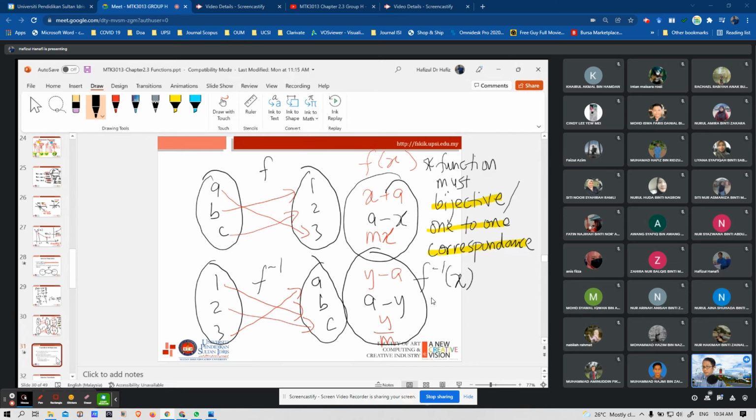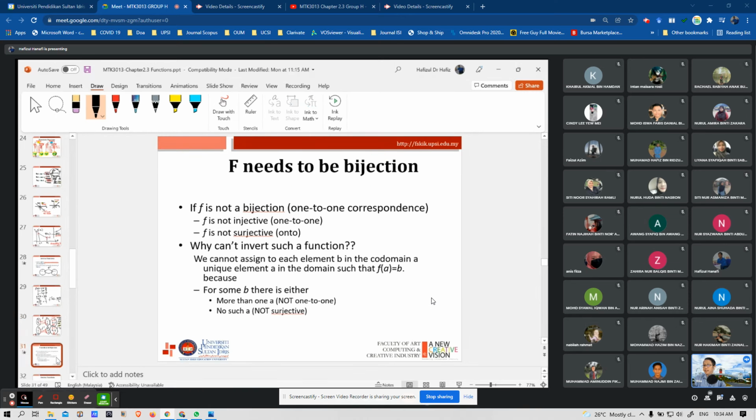Okay, we continue. F needs to be a bijection. If F is not a bijection, it is not one to one, so F is not injective. F is also not surjective. Why can we not invert such a function? Because we cannot assign to each element B in the codomain a unique element A in the domain such that F of A equals B, because for some B there is either more than one, not one to one, or none, not surjective.